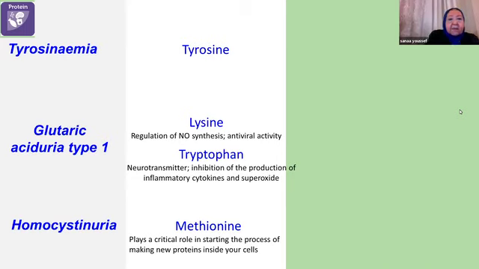In cases of homocystinuria, we have methionine accumulating, and this methionine is supposed to play a critical role in starting the process of making new proteins inside your cell. In homocystinuria, when methionine accumulates during its cycle, it is going to eventually affect four main organs.